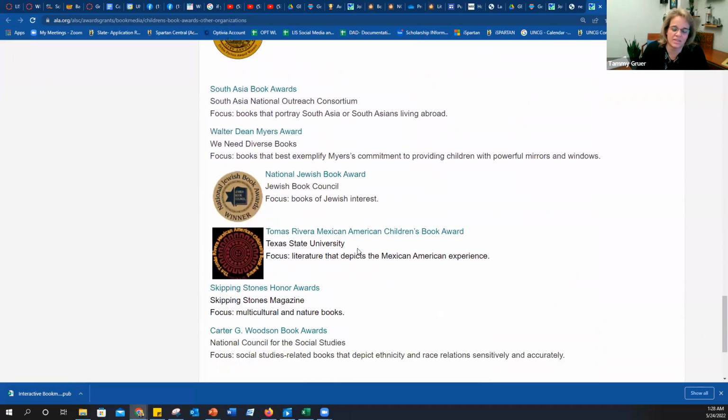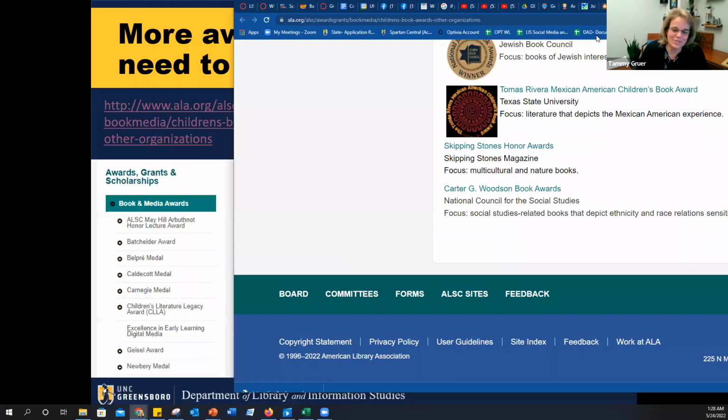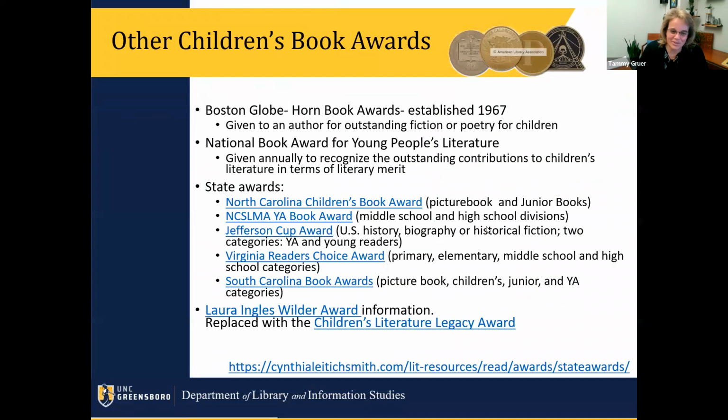There's a Theodore Geisel Award. Yes, that is Dr. Seuss, where we might want to learn about some of those early readers, step readers. It will talk about those.